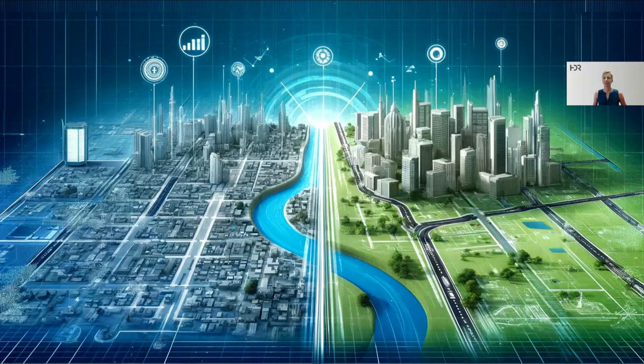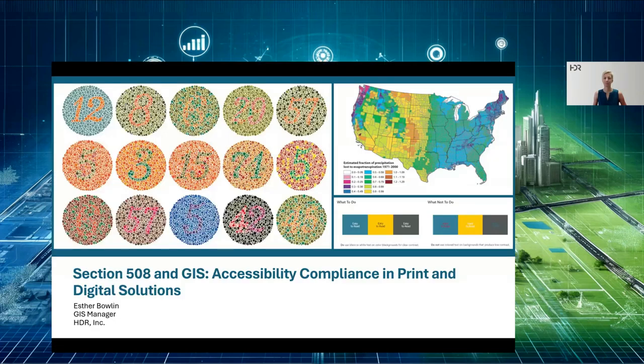Hi, everybody. Let's get my screen up here. All right. I am Esther Bolin. I am the GIS manager for HDR in our Denver office. HDR, just for a little background if you're not familiar, is an architecture, engineering, and construction firm. We are 12,000 strong these days with 200 offices worldwide, so we're a fairly big operation.